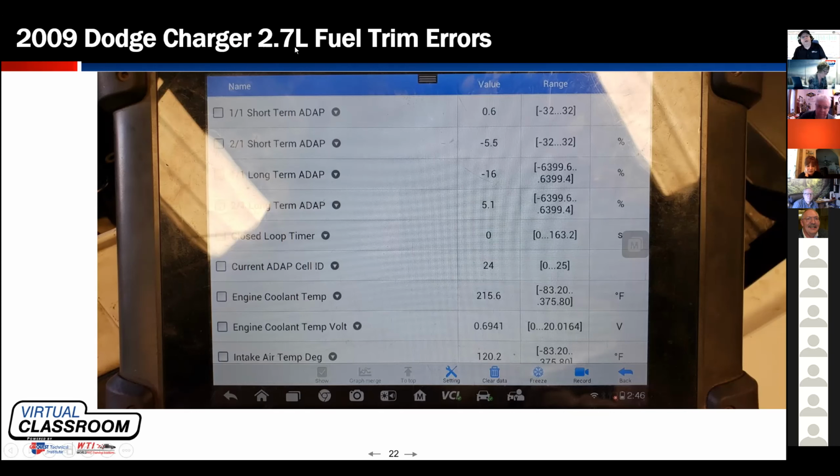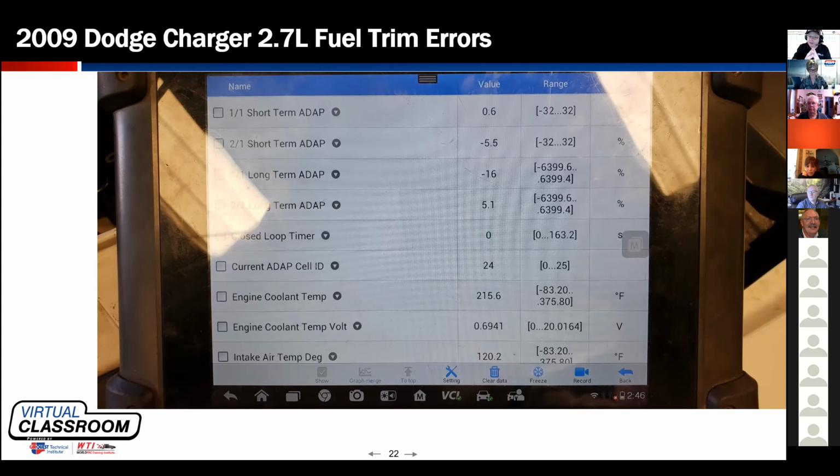At any rate, the Charger 2.7 V6 came into the shop with fuel trim errors once again. I have, and once again, sorry about the picture. I'm just doing my job. I have a long term of -16 on one bank and a long term on the other bank of a +5. Not near, guys, not near the deviation we saw on the Ford truck.